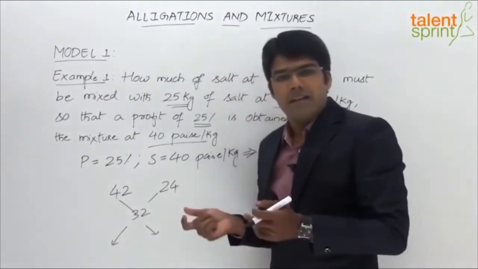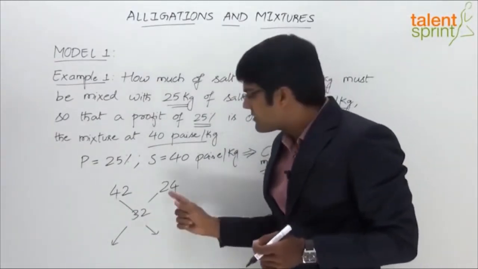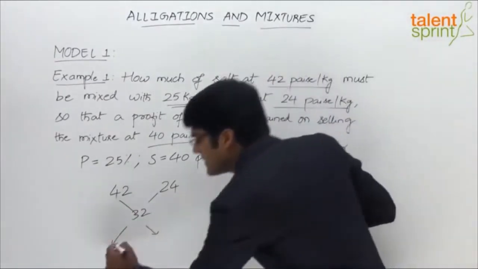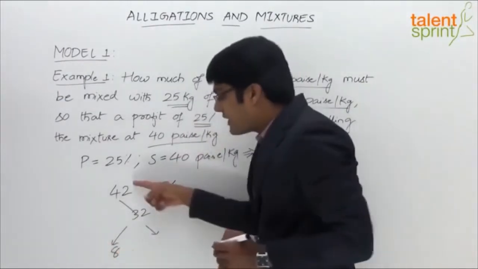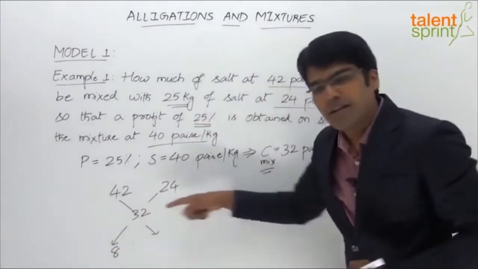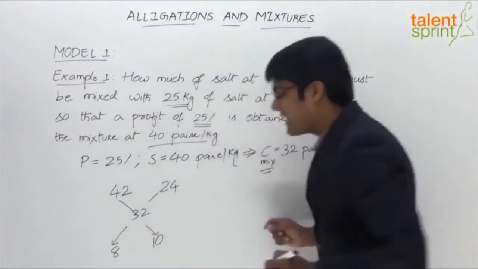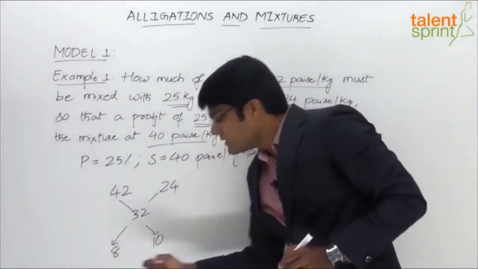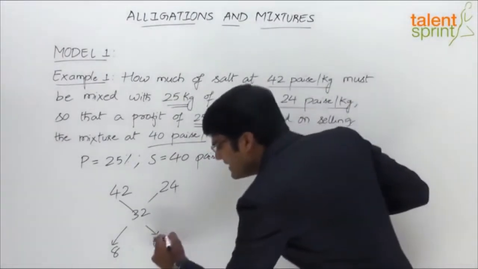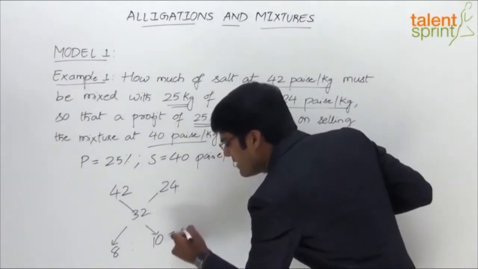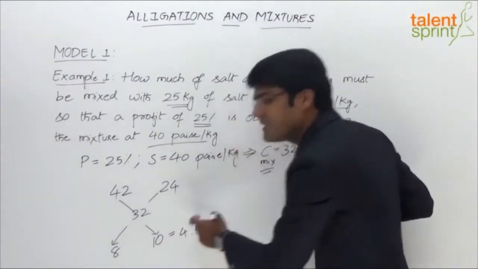See, never take a negative value here. It is the difference, right? So we have to take the positive differences. So 24 difference 32 is 8 is to 42 difference 32, right? 42 minus 32 is 10. So we can say that the ratio in which the two qualities have to mix together is 8 is to 10, which is nothing but 4 is to 5. 8 is to 10 is equal to 4 is to 5.